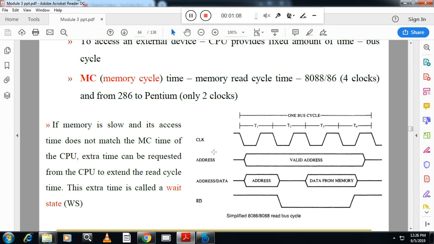So here you can see one bus cycle is 4 clock cycles. In this, first the address is placed on the address bus. A 20 bit address is placed, that's why here you can see 16 bit address and here a 4 bit, total 20 bit address is placed.